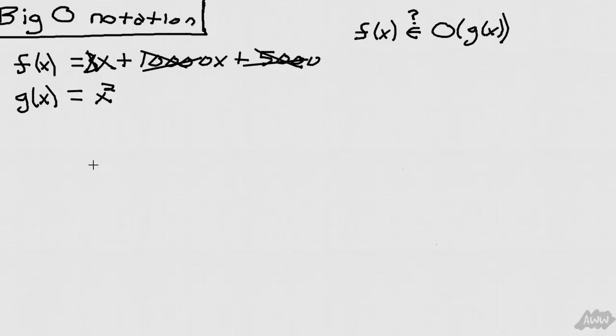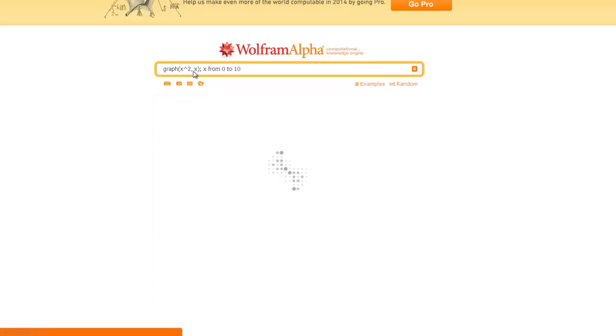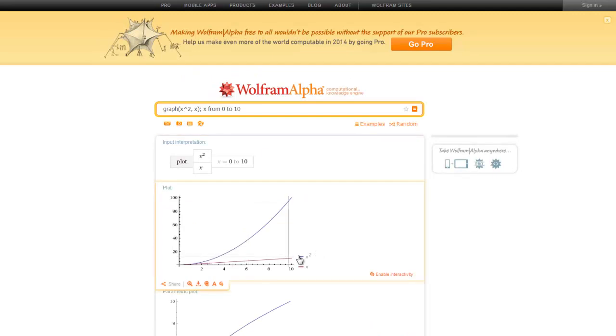After we've ignored the constants, another way of thinking of this problem is which equation is stronger. And to find out which equation is stronger, we will go to handy-dandy Wolfram Alpha and graph the two equations. Always x from 0 to 10 is what I like to start with. Of course, you can always go larger. That doesn't hurt. And we can see that x squared easily overtakes x.